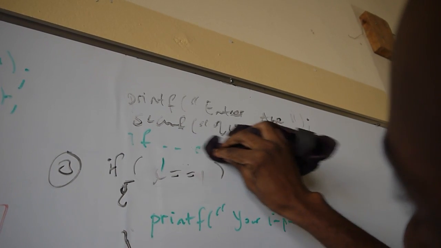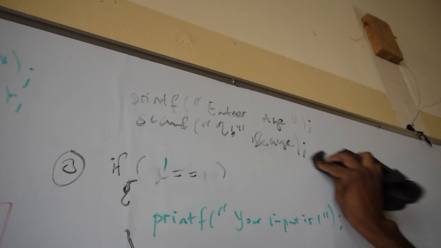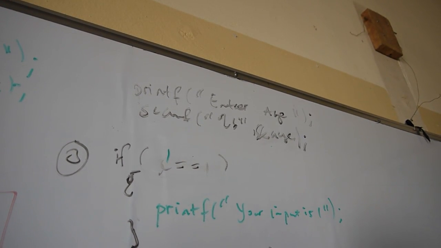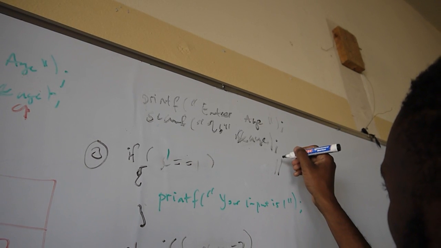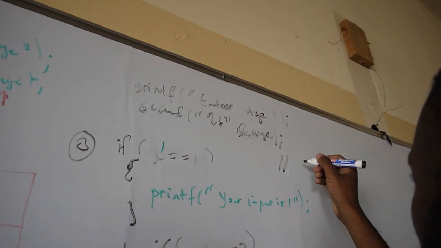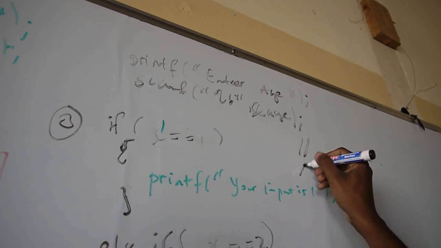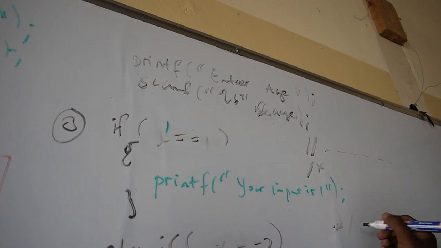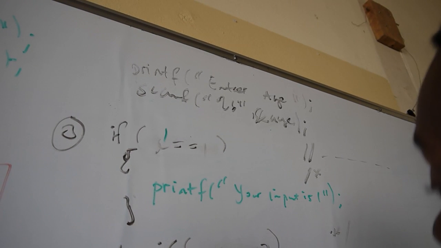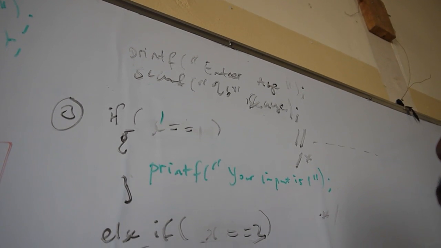If I want, I can comment this. I just want to show you how we make comments in C programming. We use two slashes for a one-line comment, and we use slash star, and close it down, if you are using two or more lines to comment.